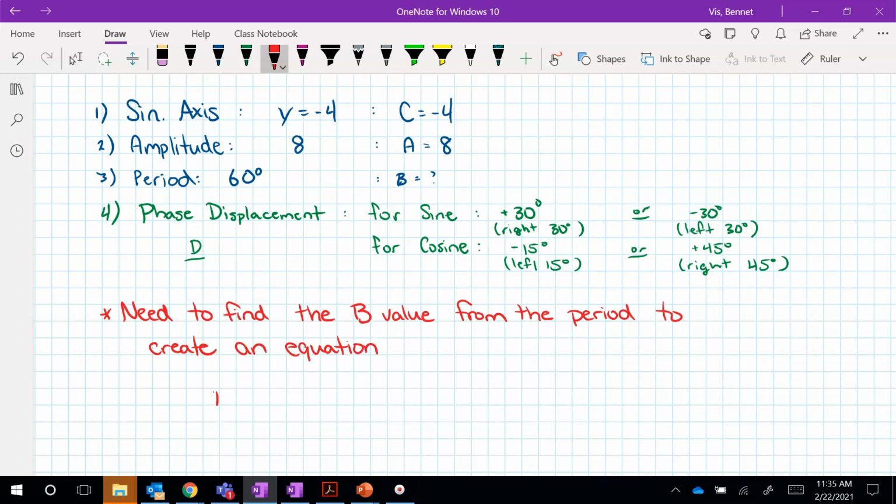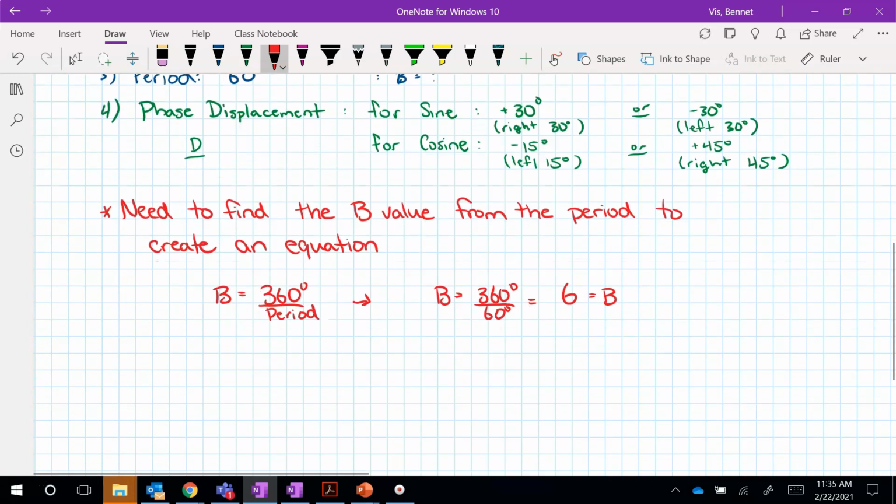So I know from last time, this is very formulaic. My B value is just equal to 360 divided by the period. So I have my period. My B value is 360 divided by 60, which just gives me 6. So that's my B. I have all 4 things, A, B, C, and D.